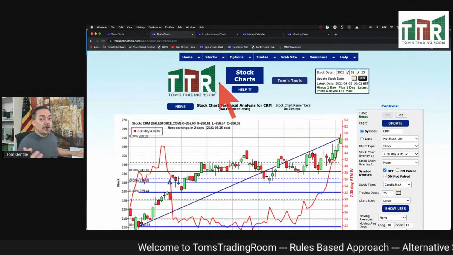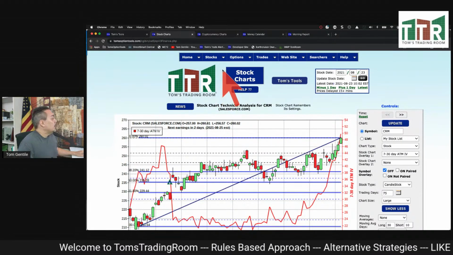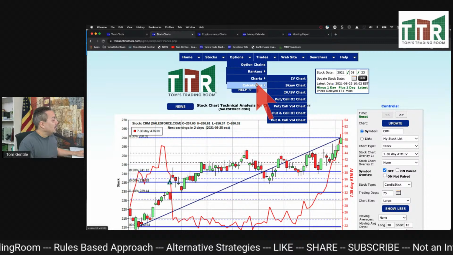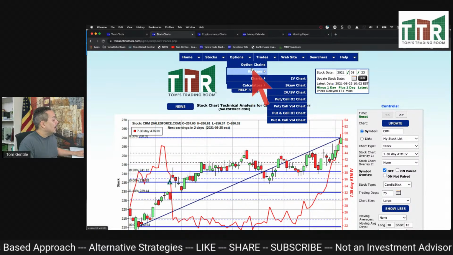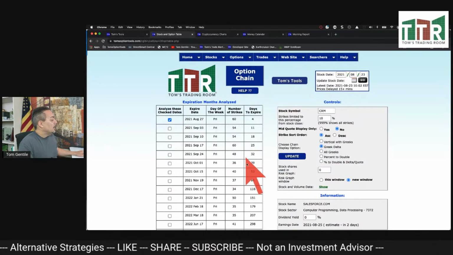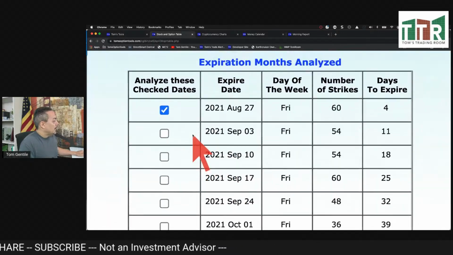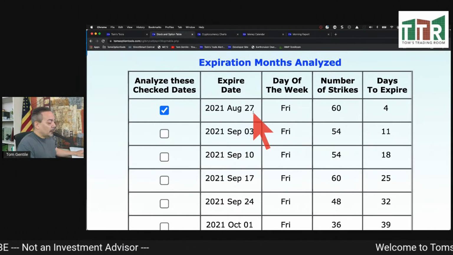Again, I'm not your investment advisor. This is not a recommendation. But what we could do is go in and start to get an idea of what these options look like as we head into this week. First, these are the options that I'm following. There are August 27 options.